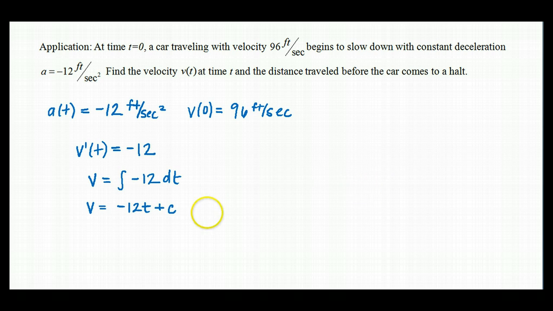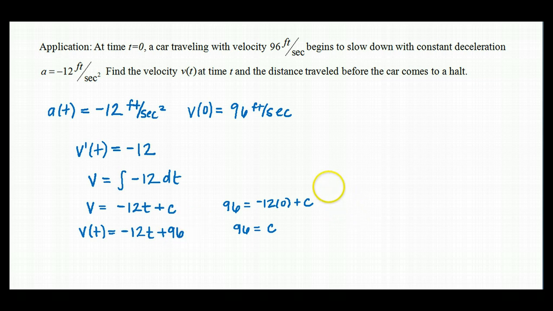So I have this generic constant here, but I don't need to keep it because I have an initial condition. My initial condition tells me that when time is 0, the velocity is 96. So I can go ahead and solve for c because the velocity is 96 when I plug 0 in for t. So c must be 96. So the velocity function at any time t is given by the function negative 12t plus 96. So find the velocity v of t at any time t.